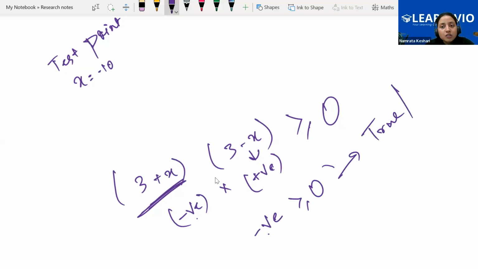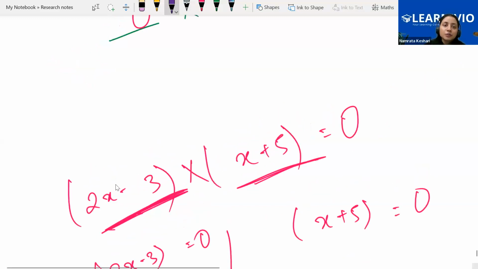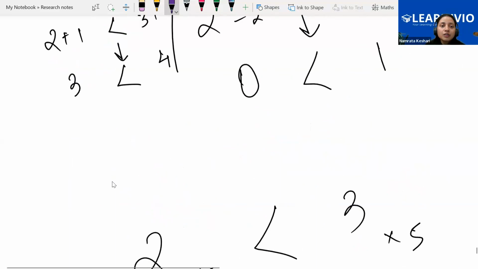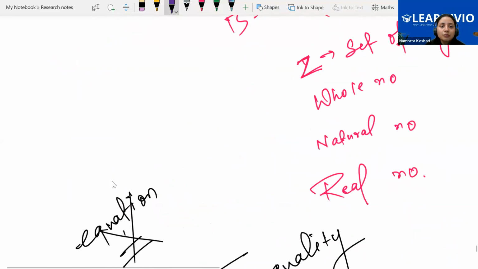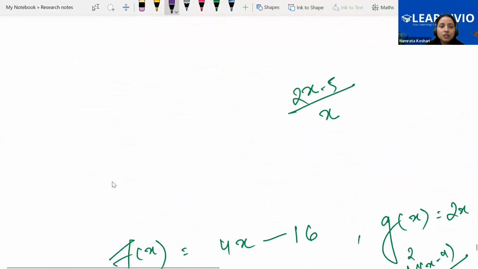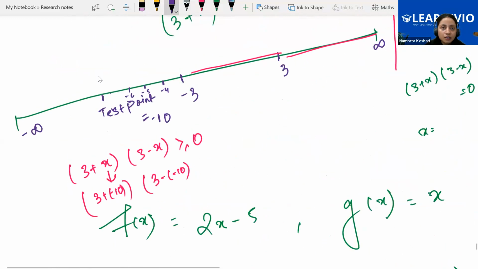True or false? Vote for true or false. False. It is false. So this interval we are not going to take. The interval from minus infinity to 3, this interval we cannot take. Like that only you have to check the other 2 intervals also.